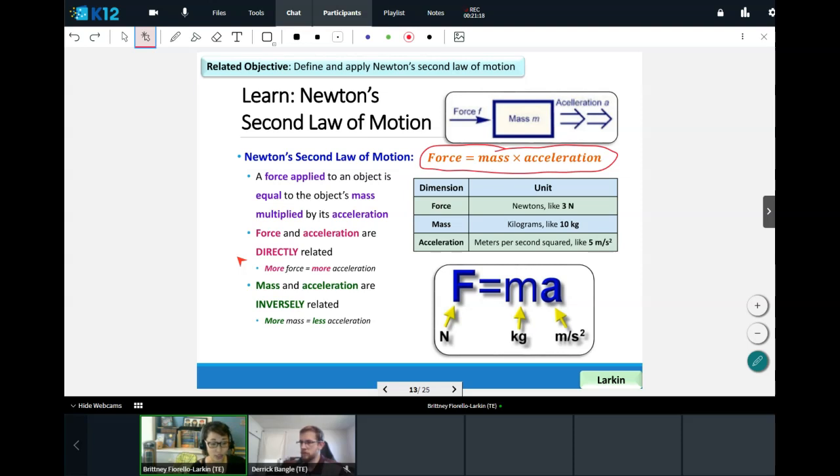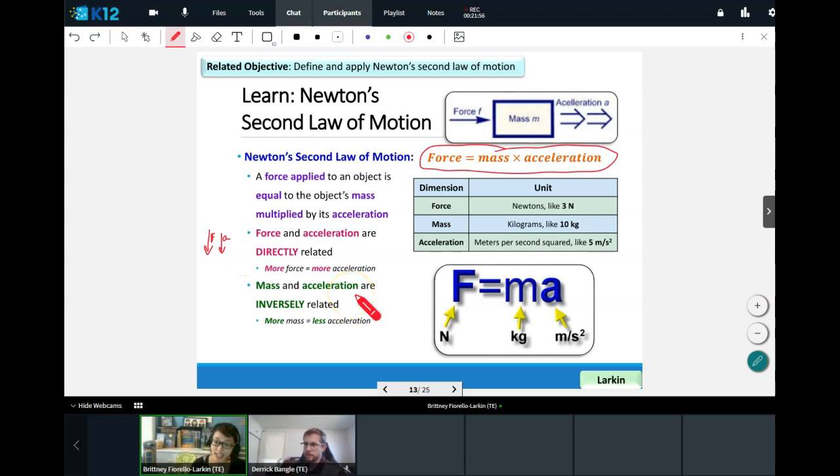If I try to push a friend and I just nudge them with very little force, are they going to move very much? Tell me in the chat. If I'm trying to push a friend into a pool, for example, and I just nudge them, are they going to go into the pool? Yes or no? No, right? So if I have very little force, then I'm not going to have very much motion. I'm going to have very little acceleration. So only a little force means only a little acceleration.